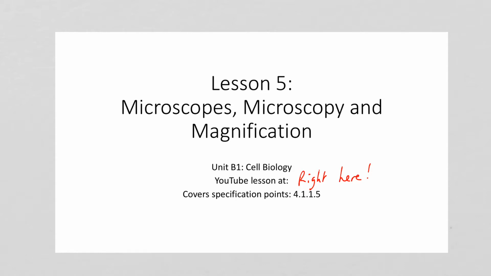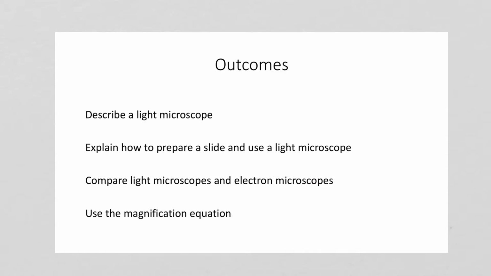This is lesson 5 from Unit B1, Cell Biology, and the title is Microscopes, Microscopy, and Magnification. Some nice alliteration there. What are we going to do for this lesson? We're going to learn how to describe the parts of a light microscope. We're going to be able to explain how to prepare a specimen, put it on a slide, and then use a light microscope to observe the specimen. We're going to be able to compare light microscopes and electron microscopes. And last but not least, we're going to learn what the magnification equation is and how to use it.